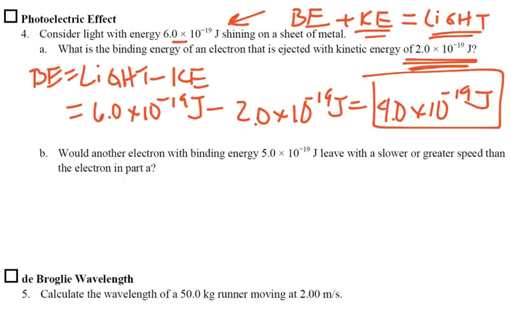Now, would another electron with a binding energy of 5.0 times 10 to the minus 19 joules leave with a slower or greater speed than the electron in part A? Well, the idea is this is how much energy it takes to release that electron from the metal. So if this one takes more energy to release it from the metal, then there's going to be less leftover energy as kinetic energy. So our kinetic energy will be less. It's going to be a slower electron that leaves. We could calculate it if we want to, but we don't have to. We just know that it's going to come off with less kinetic energy.